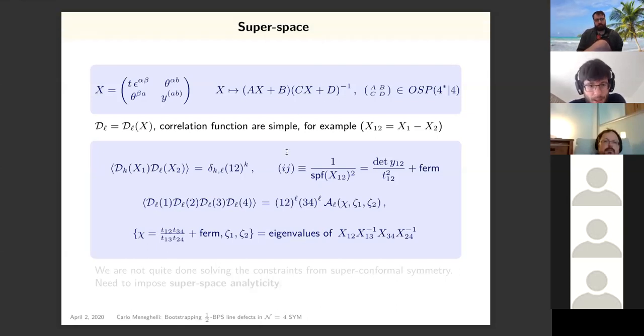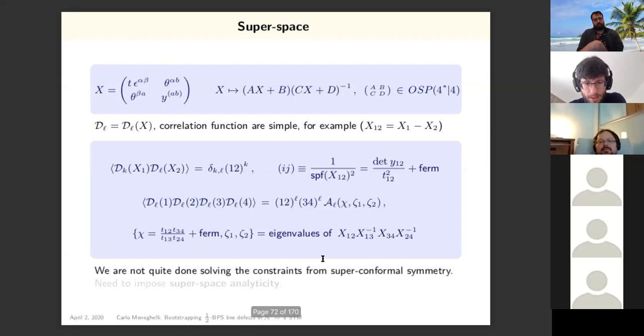Okay, and you could imagine, I'm done. I've solved the constraint of superconformal symmetry. This is the structure of a four-point function. But if you think one more second, you say, no, I'm not done, because it's not true in general that, given a function A, the correlation function will be a polynomial in Y. In the end of the day, we are interested in finite-dimensional representations of SO(5), of course. And to ensure that, we need to impose some analyticity constraints on A concerning its dependence on the variables Y.